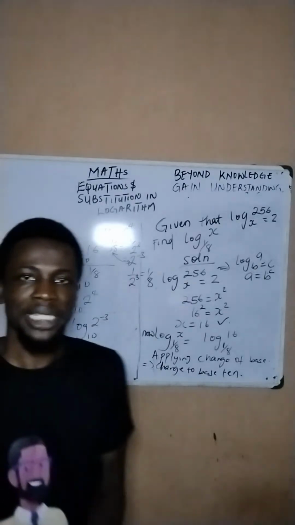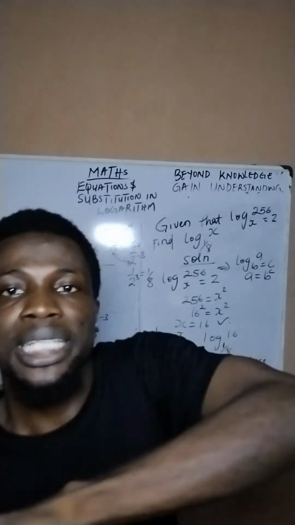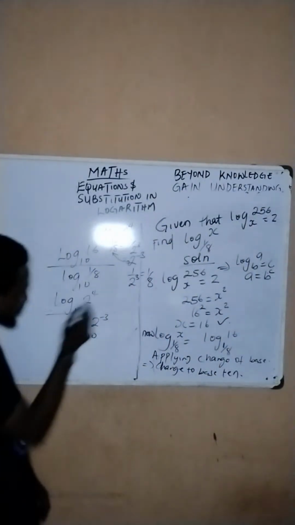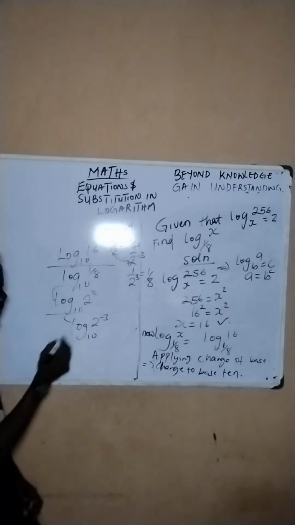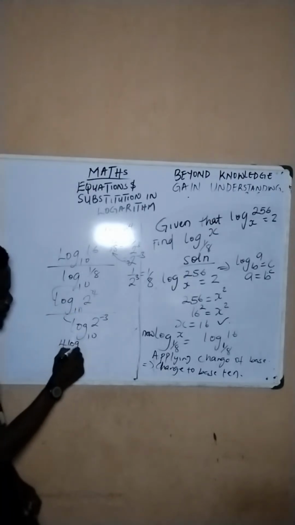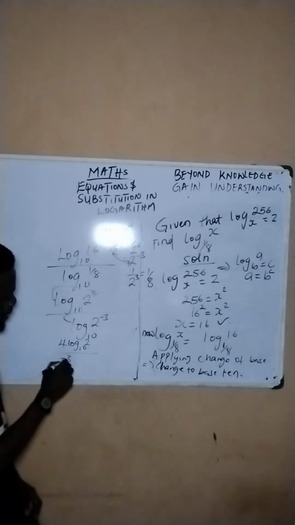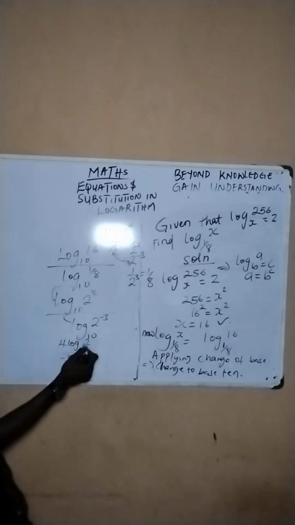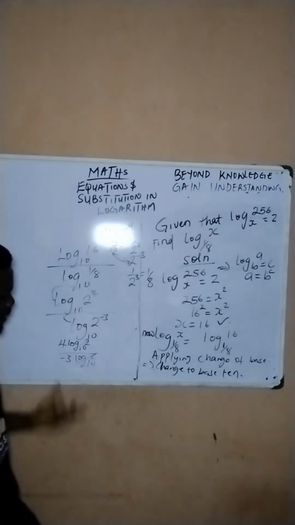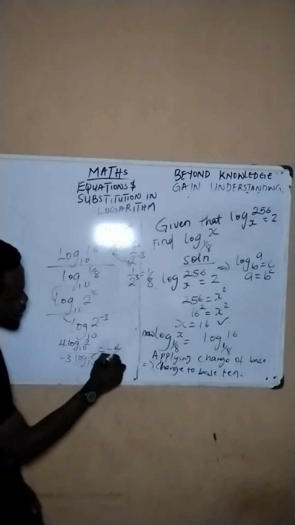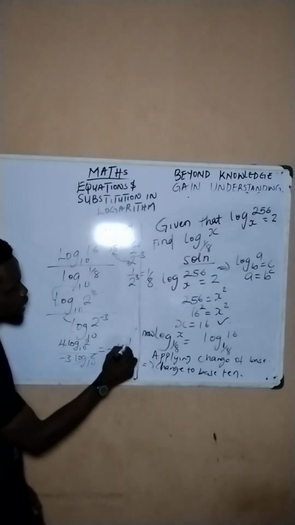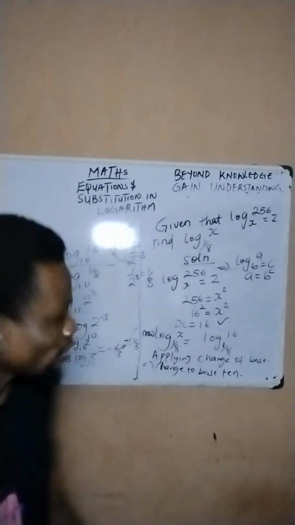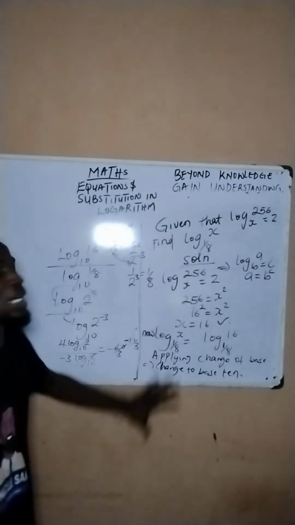I just apply the basic power law of logarithms: take the powers and let them become the coefficients of the log. So it becomes 4 log 2 base 10 all over negative 3 log 2 base 10. You see log 2 base 10 is common to both the numerator and the denominator, so they cancel out. This is simply negative 4 over 3, or negative 1 whole number, 1 over 3. This is what you have. So we applied the change of base system, and this is where we arrived.